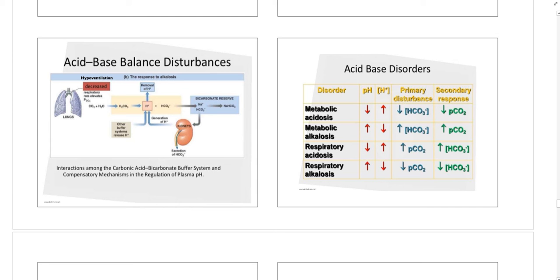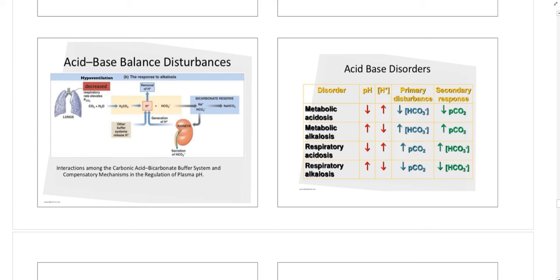The primary disturbance here is that we have those lactic acids or keto acids, and we're going to see it on the ABG as being expressed via bicarbonate being down because it's binding with those acids. The secondary response is to decrease CO2, to blow it off, to get rid of it, to try to compensate. Because CO2 is an acid, we get rid of acid one way in our body, and it will help to balance out the rest of it.